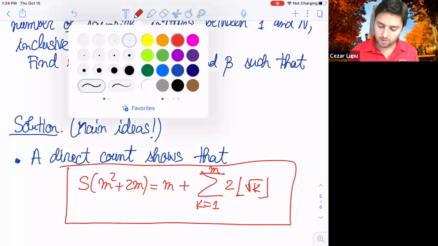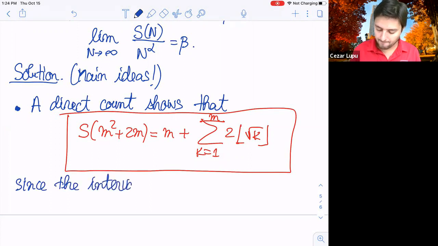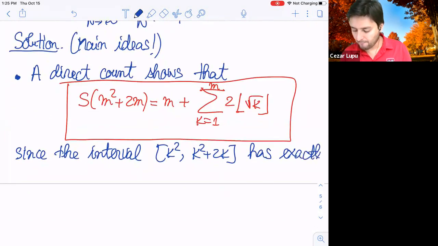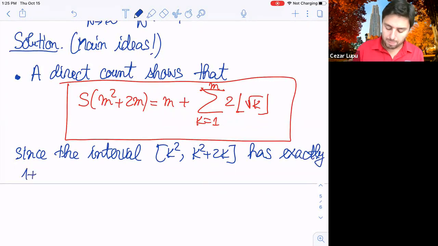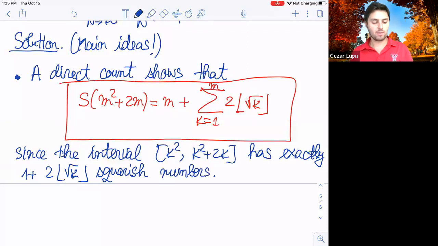And let me give you some reasons why this happens. If we look at the interval from k squared to k squared plus 2k, it has exactly 1 plus 2 times the nearest integer square root of k squarish numbers. So that's the reason.